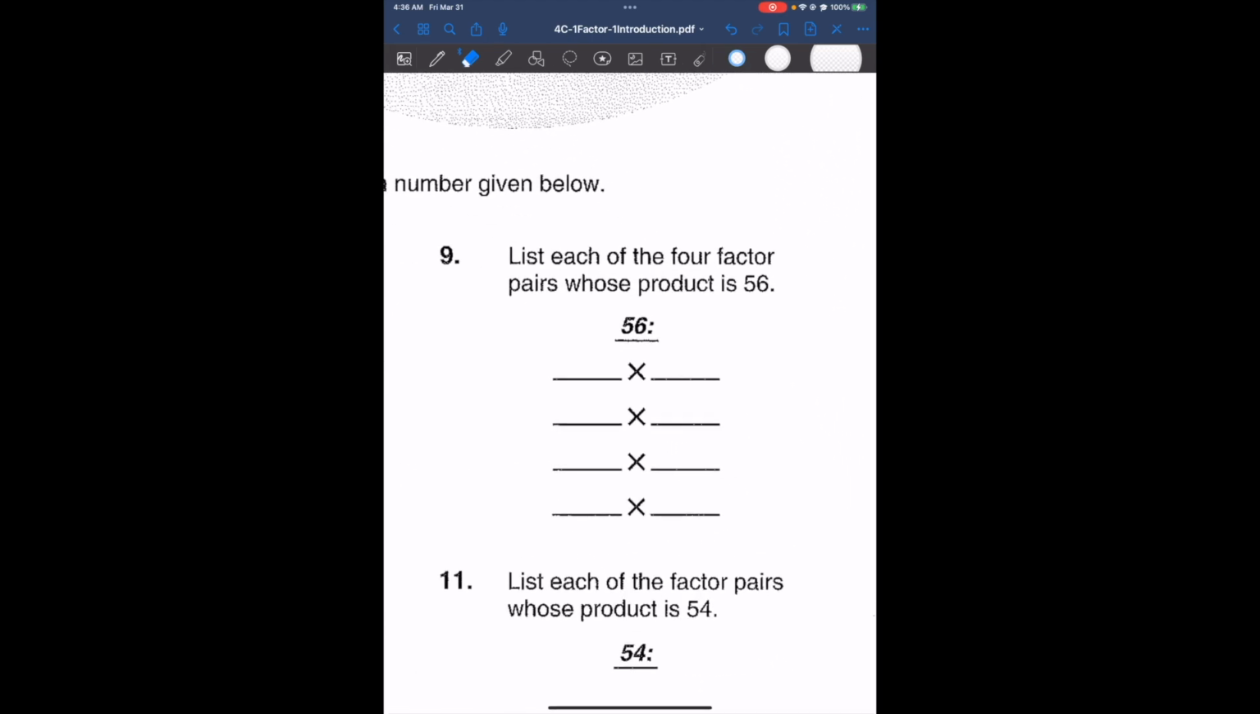For problem 9, we're listing each of the 4 factor pairs whose product is 56. Again, we have 1 and 56. Then we have 2 and 28. 56 is not divisible by 3, but for 4 we have 4 and 14. It's not divisible by 5, not divisible by 6. And then we have 7 and 8.